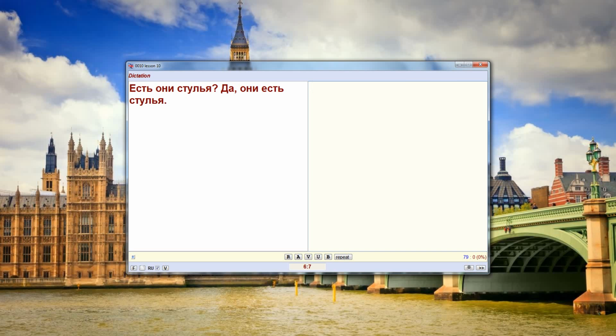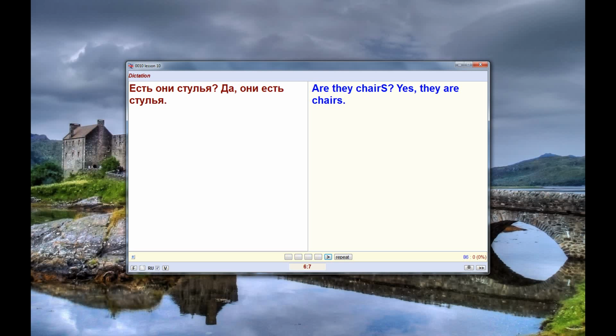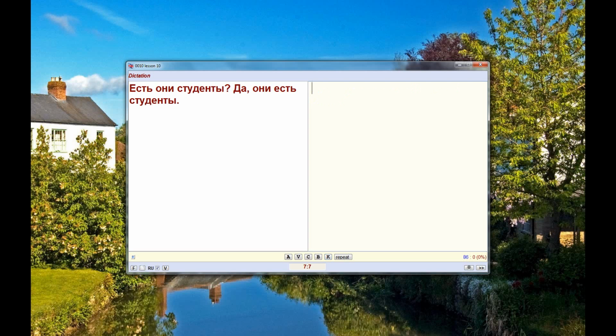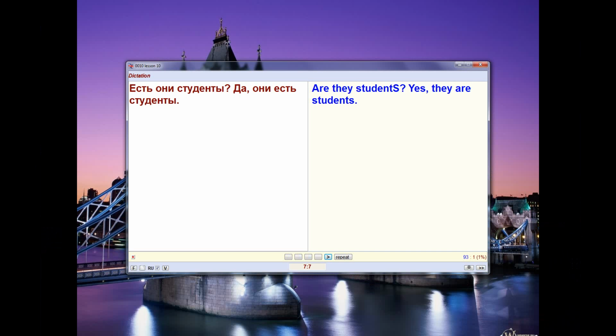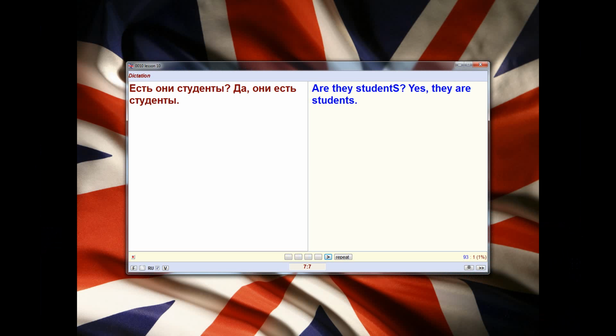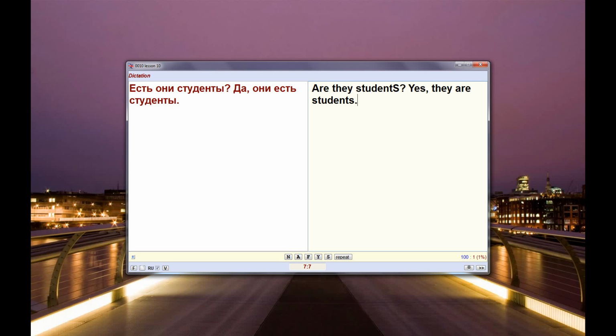Are they chairs? Yes, they are chairs. Are they students? Yes, they are students.